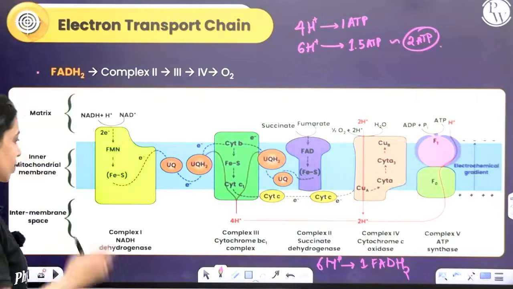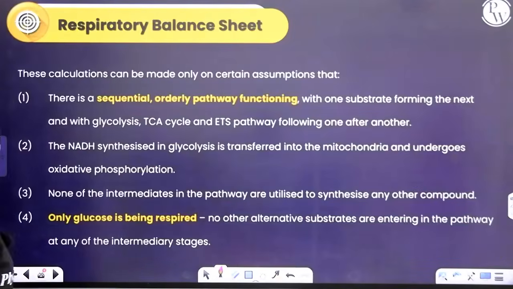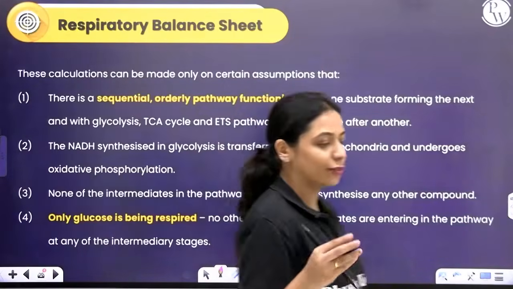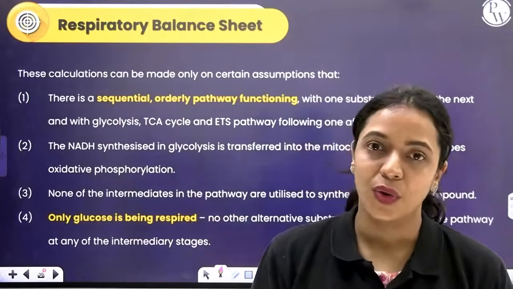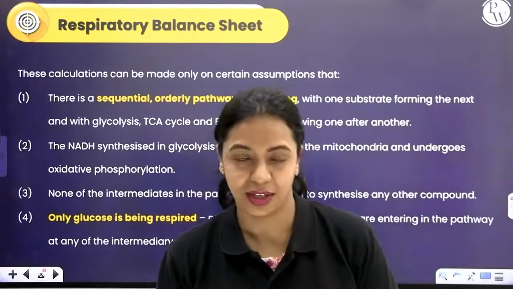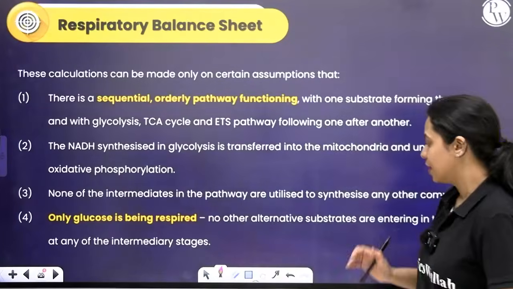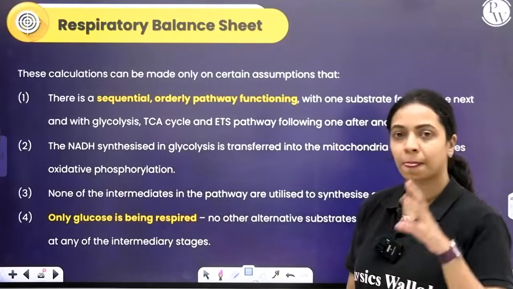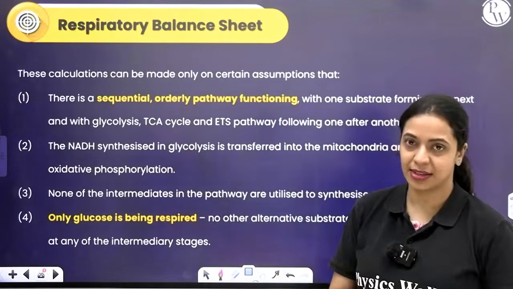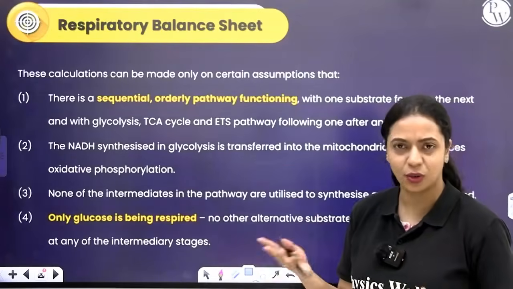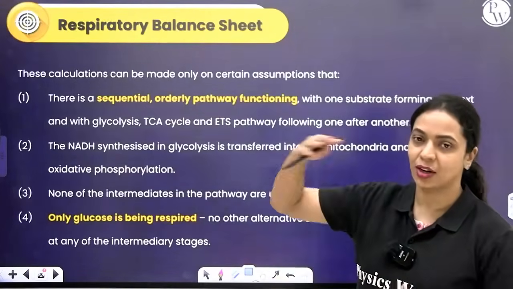Alright, so that's about how electron transport happens. Now, we will have to talk about the respiratory balance sheet. From one molecule of glucose, how much energy, how much ATP are we obtaining? Before we do that, we have to make certain assumptions. They are, firstly, there is a sequential and orderly pathway that is happening in the cell. These are ideal conditions. It doesn't always happen like that. So we should assume that it has happened sequentially in an orderly pathway.